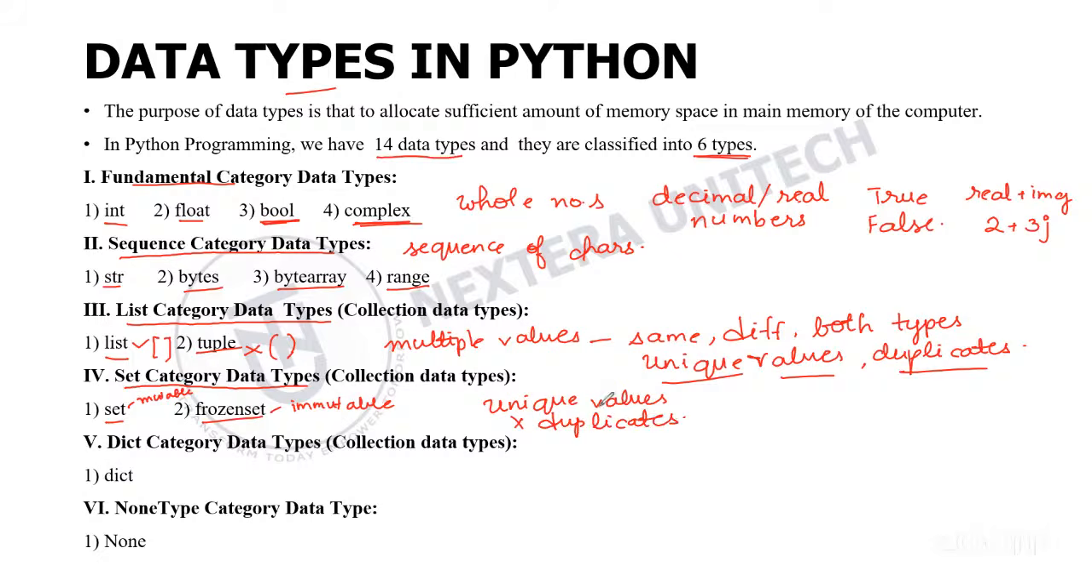And also, set category data types internally use hashing. So this hashing is used to store our values. That is why there won't be any duplicates, and this hashing will help us to have fast membership testing.